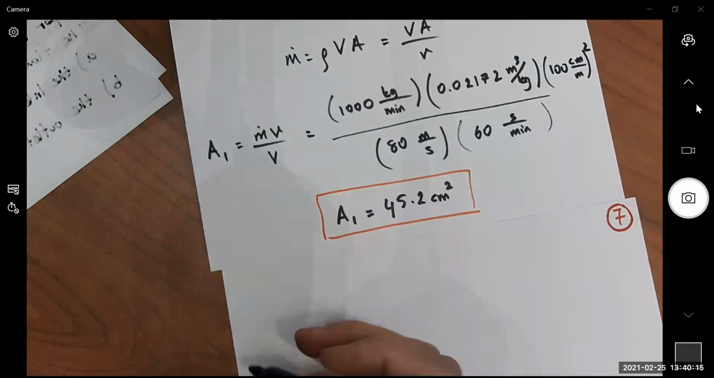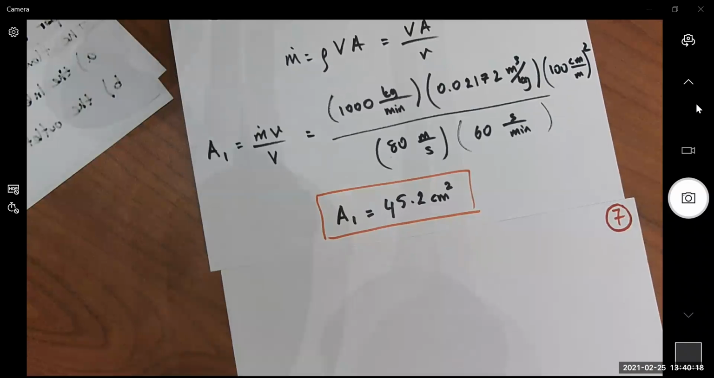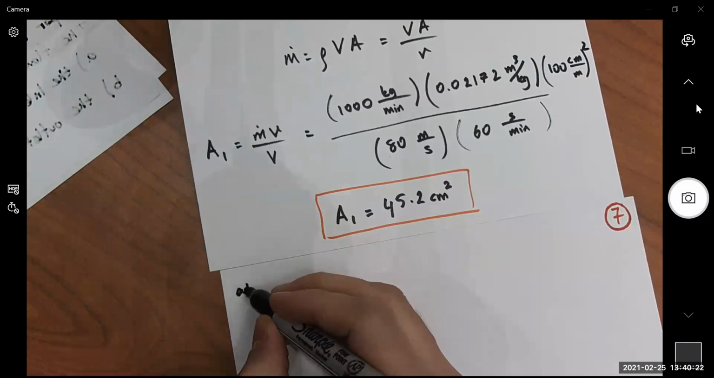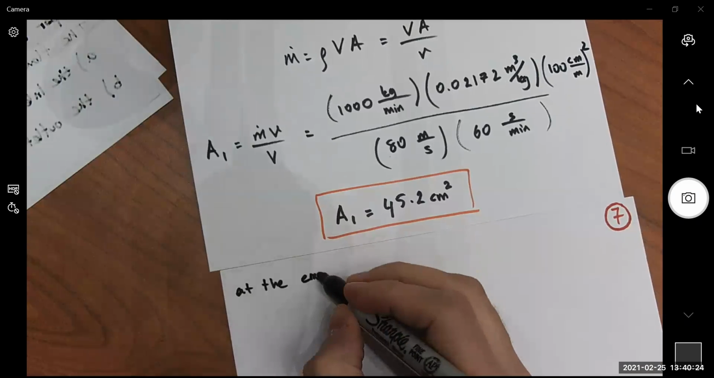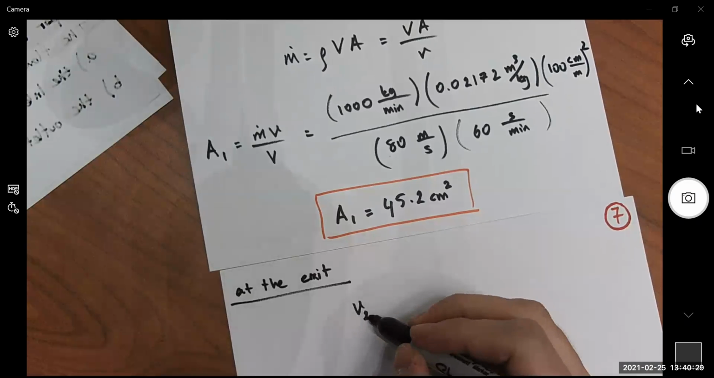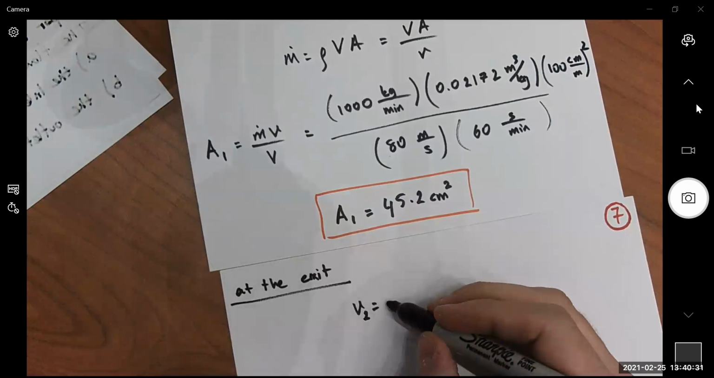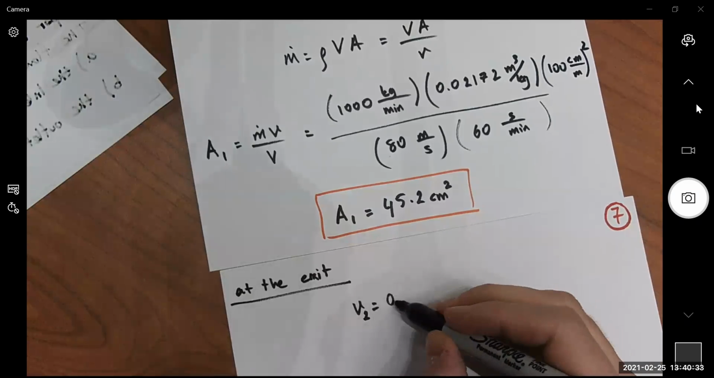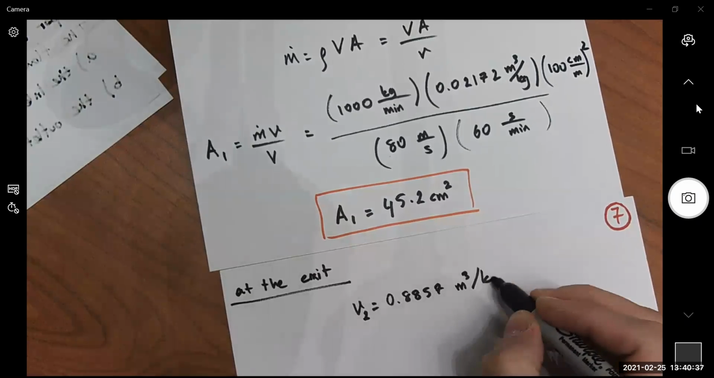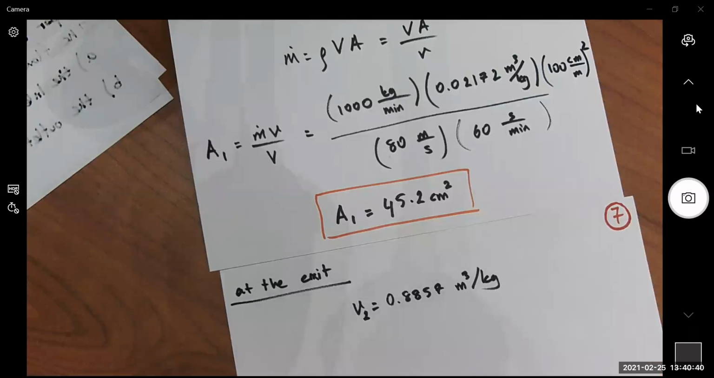At state 2, for the outlet, the exit specific volume is 0.8857 meters cubed per kilogram. You can double check. We have a saturated vapor at the outlet, and you know the pressure, so you can read it.